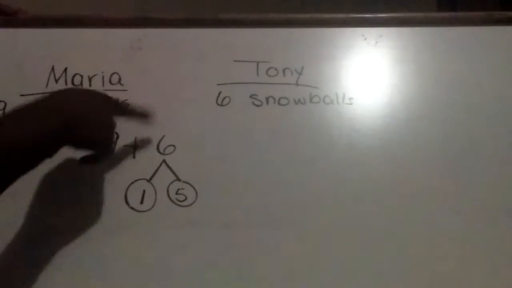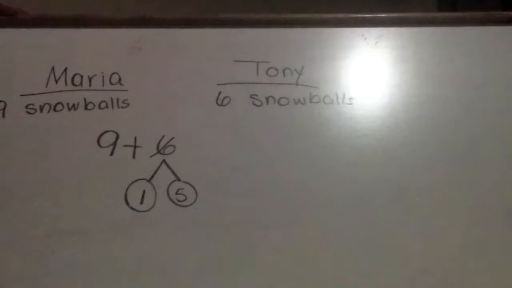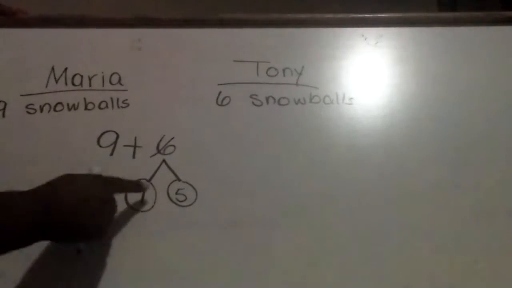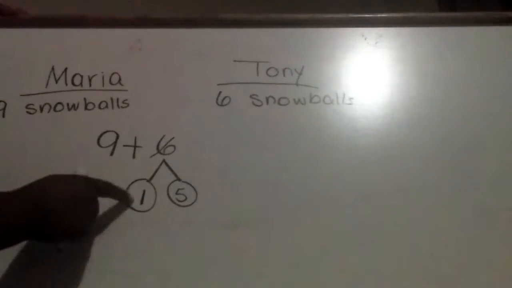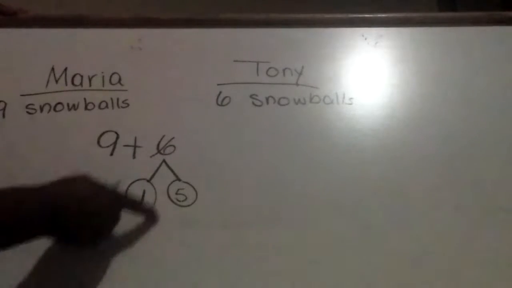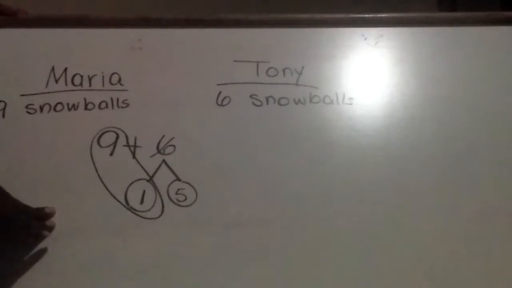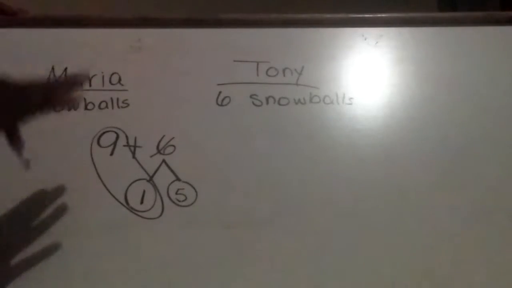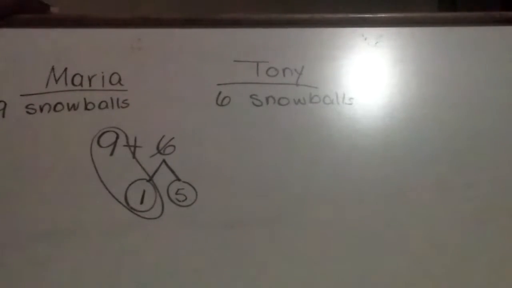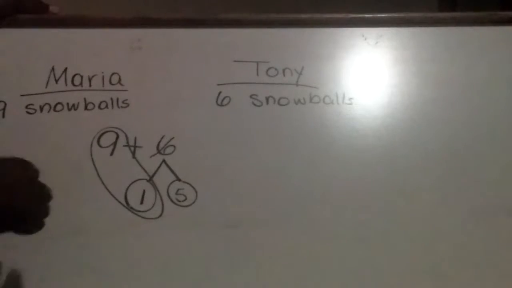Once I've broken down the 6, I no longer can use it to add. So now I have three digits. I have the 9, 1, and the 5. Well, here's my 10 that I just created. You always want to make 10. 10 is our friendly number. 10s, 20s, 30s, numbers with 0 in the ones place are always your easiest to work with.